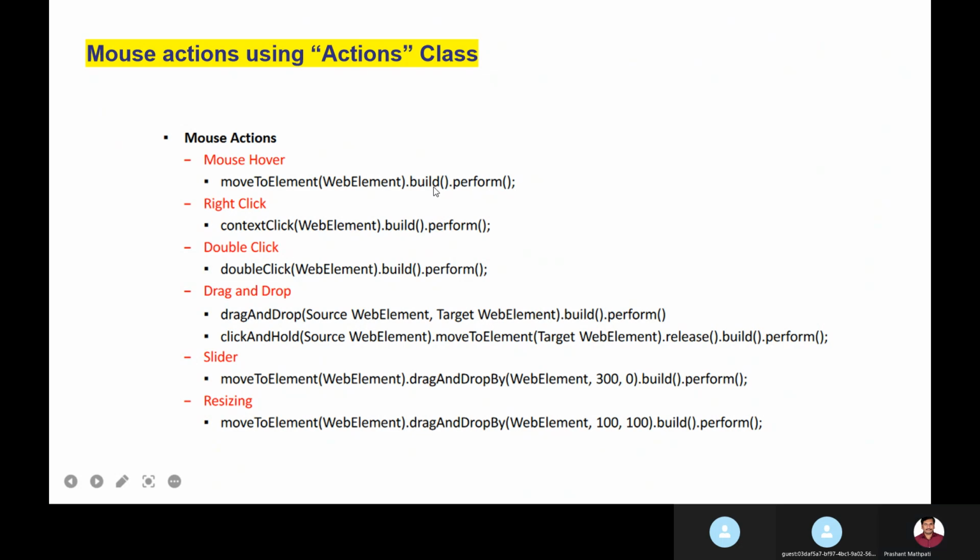Build will generate some composite actions, meaning we are writing different action classes. Those objects it builds and performs some actions. What you are performing, you have to write. These are the different methods when we work with actions. Basically, Actions is a class in Selenium that performs some operations.